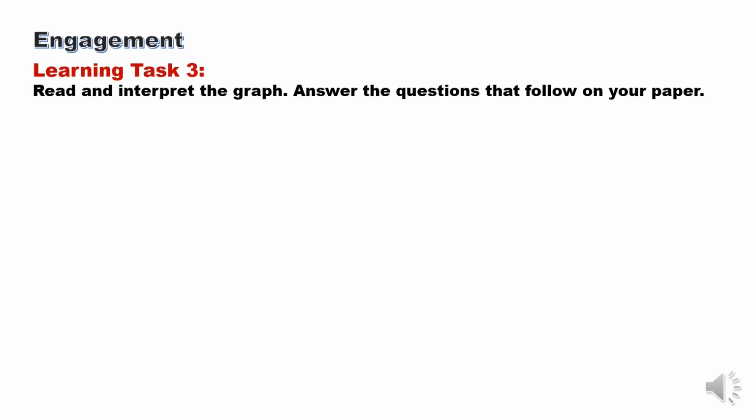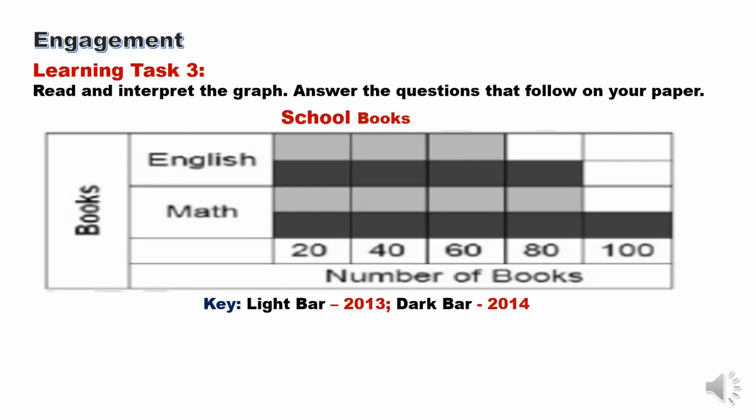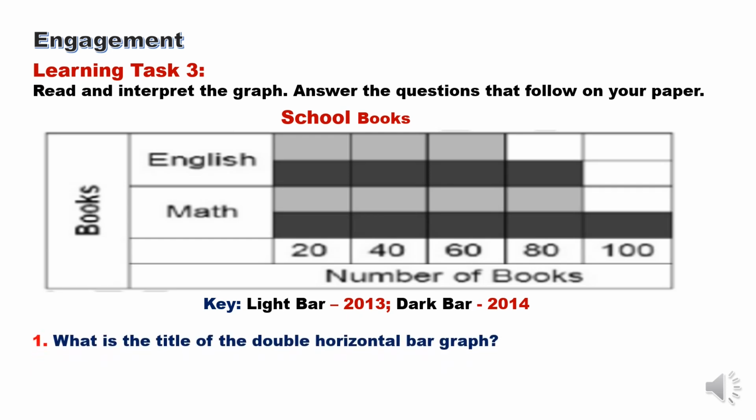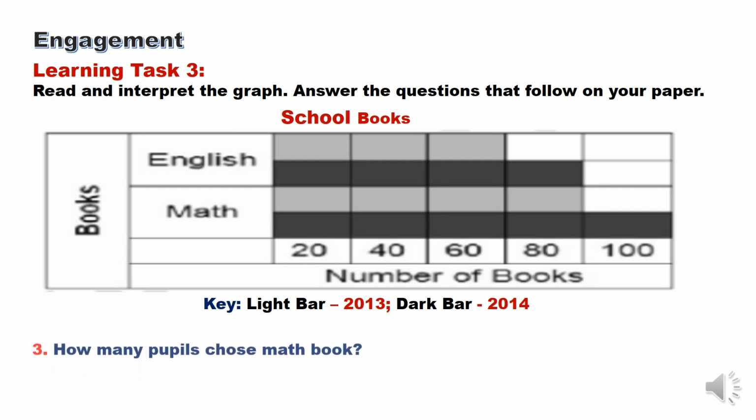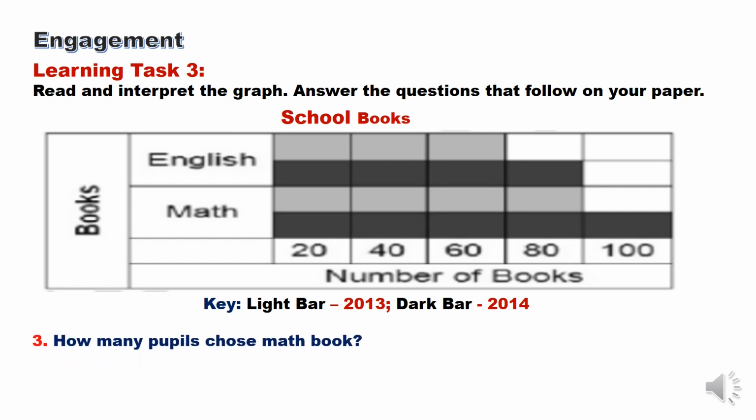For learning task 3, read and interpret the graph. Answer the questions that follow on your paper. First question, what is the title of the double horizontal bar graph? Number 2, what information is found in the horizontal axis? Then try to answer this. Number 3, how many pupils choose math book?